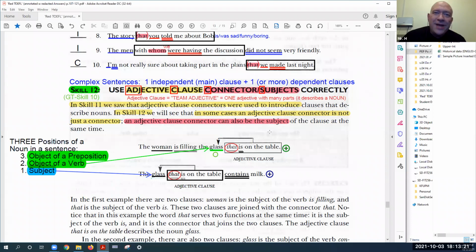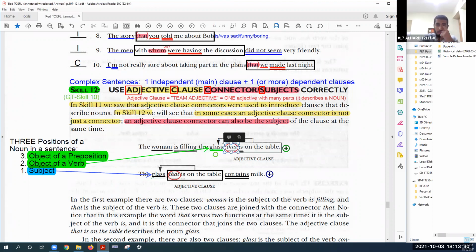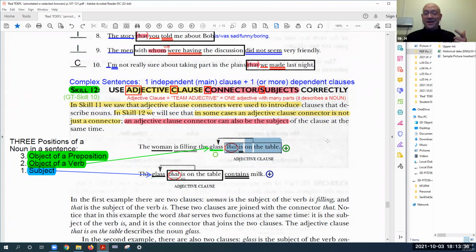All right. So now, what do you see in the box here, Al Harbi? What's this in the box? That is on the table is an adjective clause. It describes the glass. The adjective clause describes which glass, right? Which one? That is on the table.